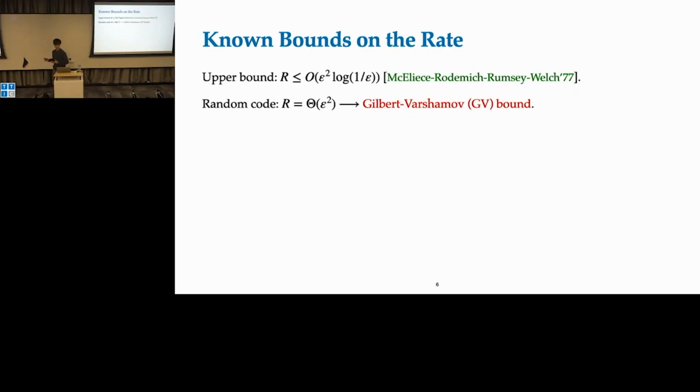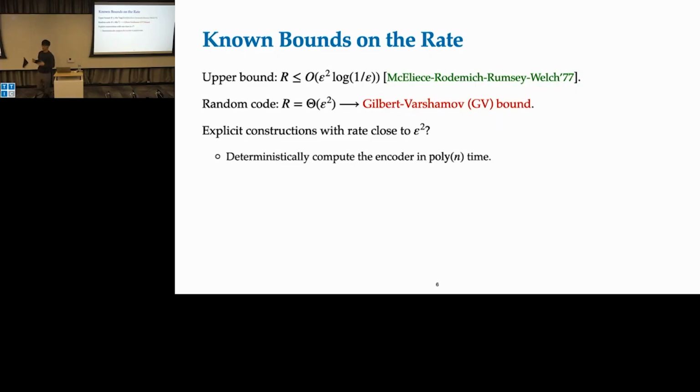And random codes are great. It matches GV. But the problem is it uses too much randomness. So in many applications, for example pseudorandomness or algorithm design, we want deterministic constructions. This leads to the question of, can we have explicit constructions with rate close to epsilon squared? And when I say explicit construction, I mean deterministically computing the encoder in poly n time. Okay, so explicit construction will be the focus of our talk today.